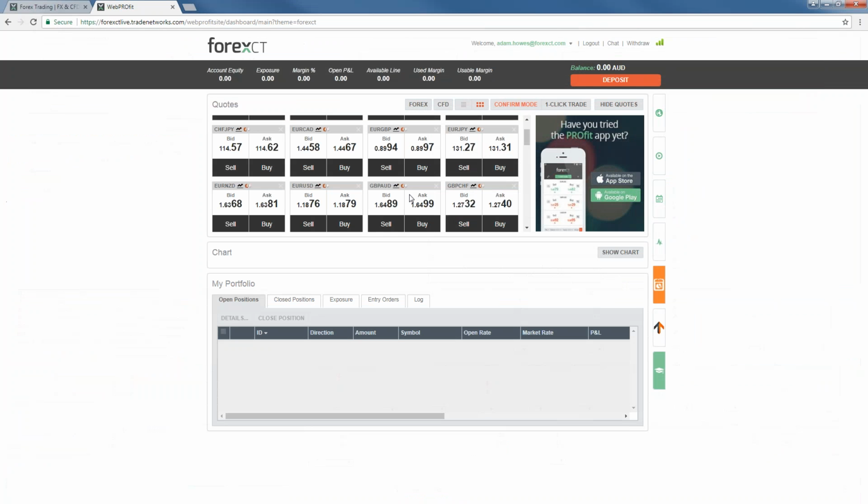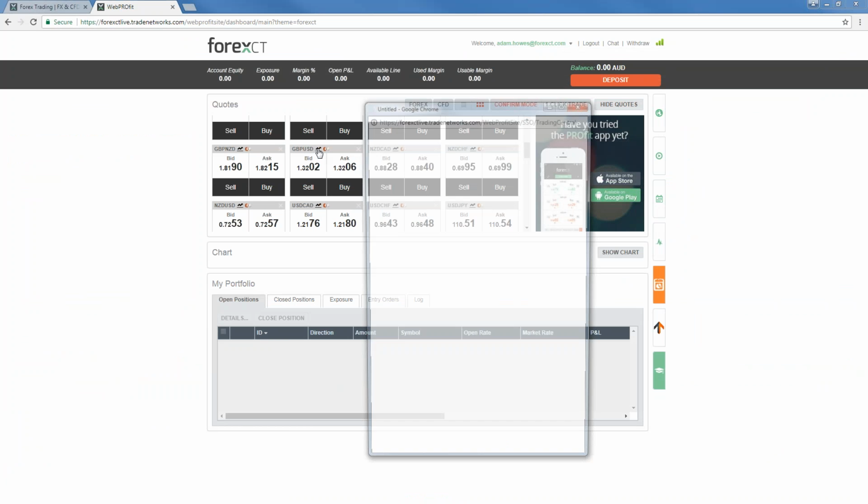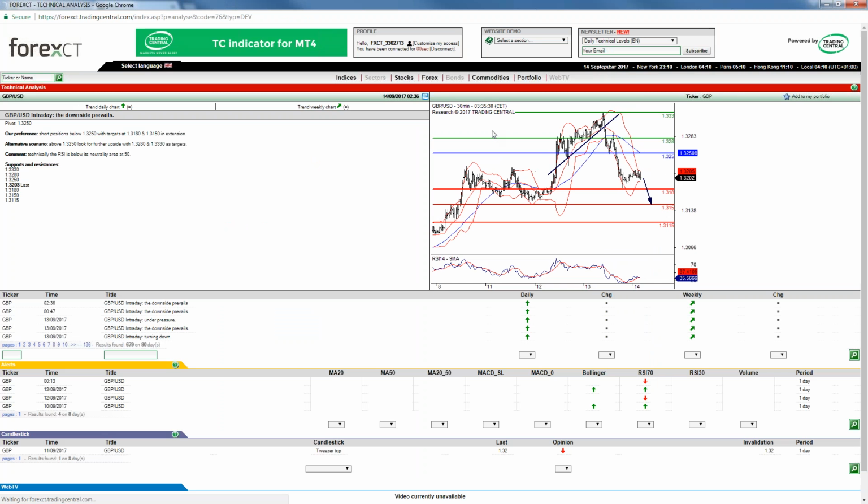Let's just do another one just to make sure you get the idea of it. So we'll go down to GBP USD. We're going to select the graph again and just have a look at the preference. Again, we've got a sell preference on the GBP USD with a target of 1.318 and a stop loss of 1.325.